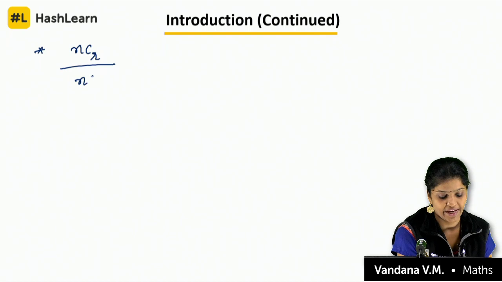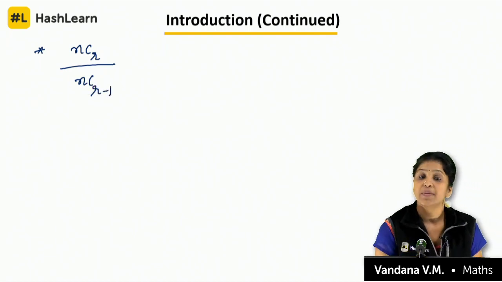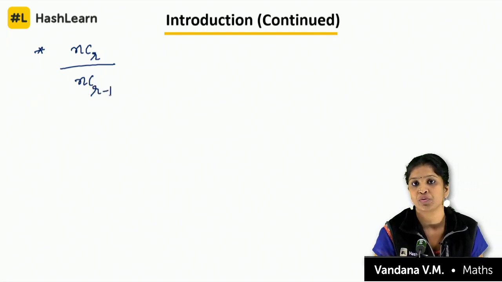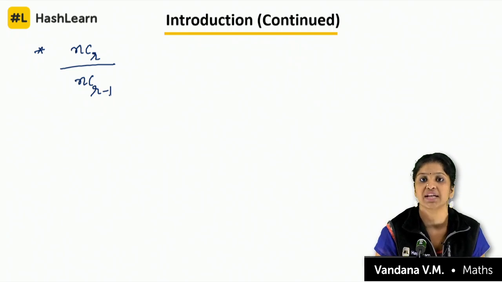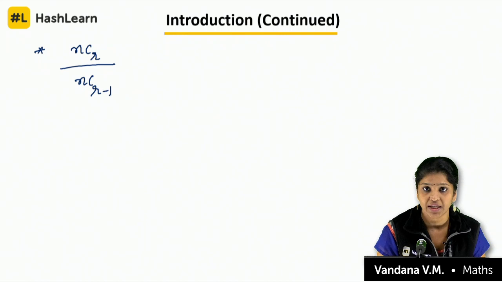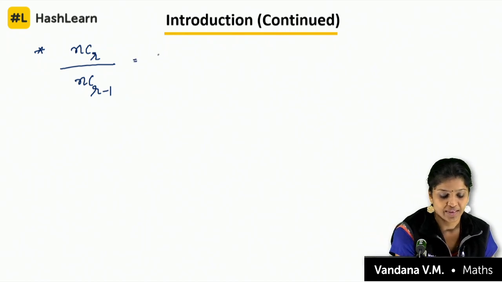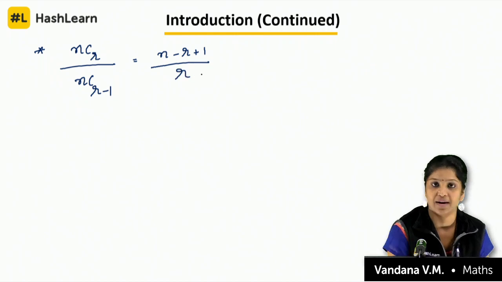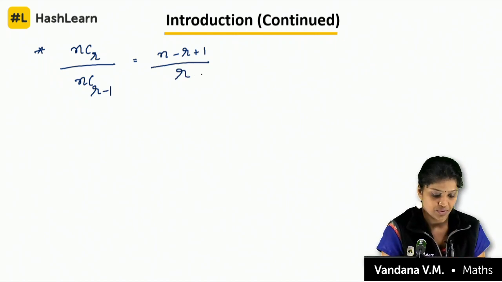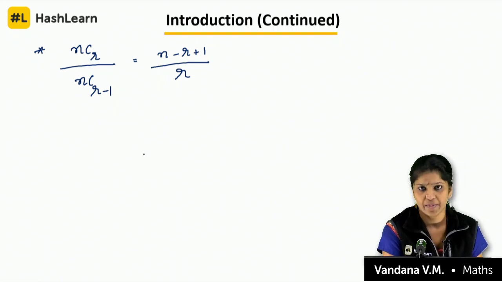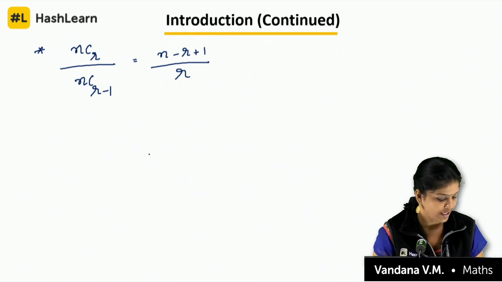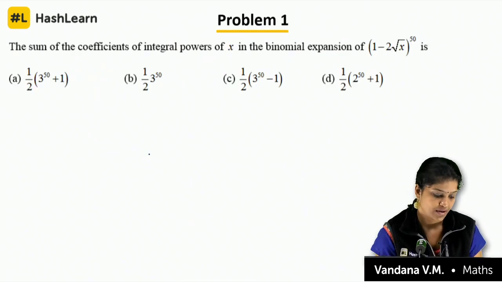So the next one is NCR divided by NCR minus 1. Previously we learnt, if you are adding the consecutive terms, what will happen? If you divide the consecutive terms, what is the formula? That is N minus R plus 1 divided by R, right? So these are the shortcuts. If I remember something else, I will come back to you and I will tell you. Fine? Yes, let us start the class.